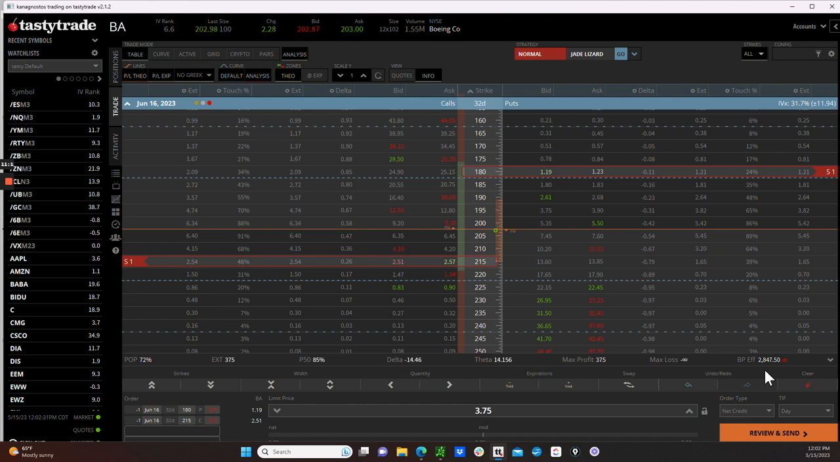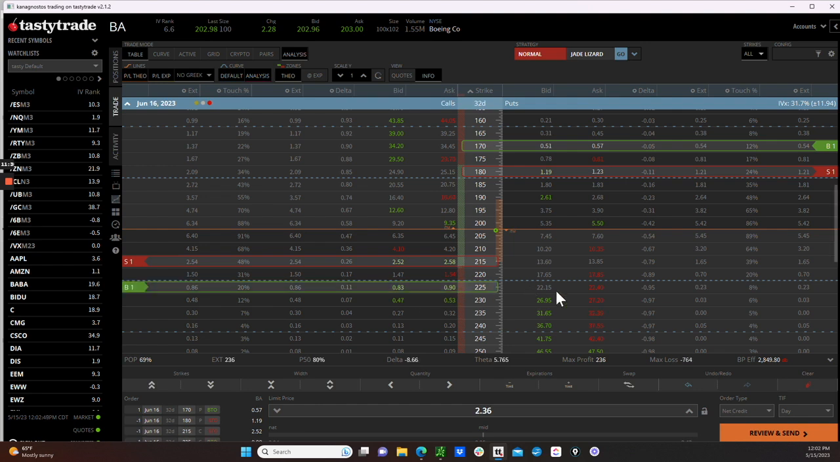Now you can make this as wide or narrow as you want, although if you make it wider than $25 on each spread, you'll be using more capital than just doing the strangle. So I'm going to do a $10 wide, so 180, 170 put spread, 215, 225 call spread. We collect a credit of $2.36. 236, that's our max profit.